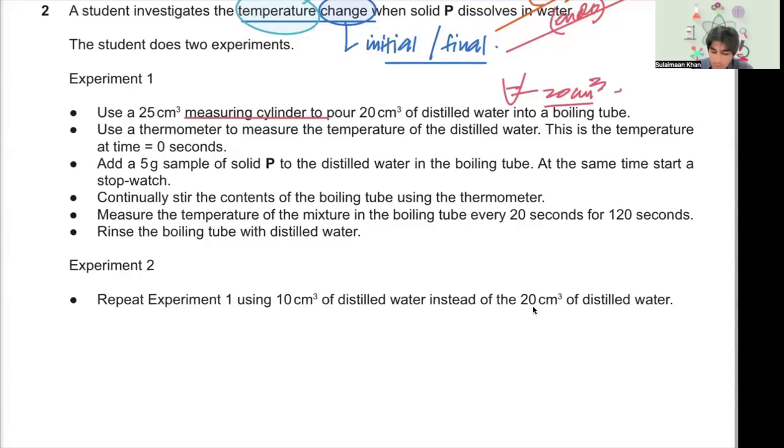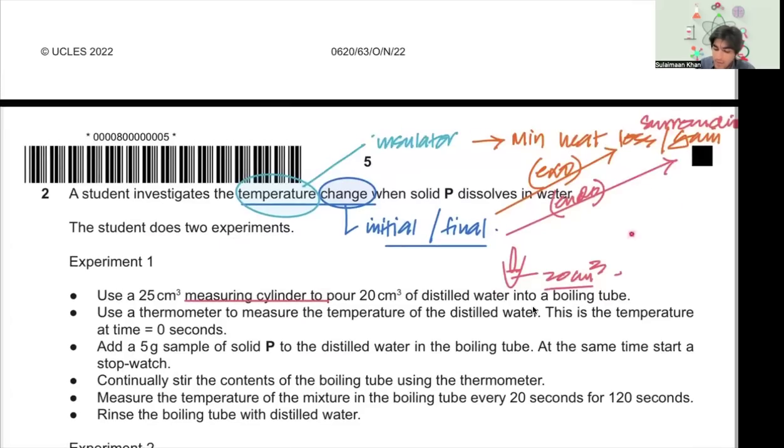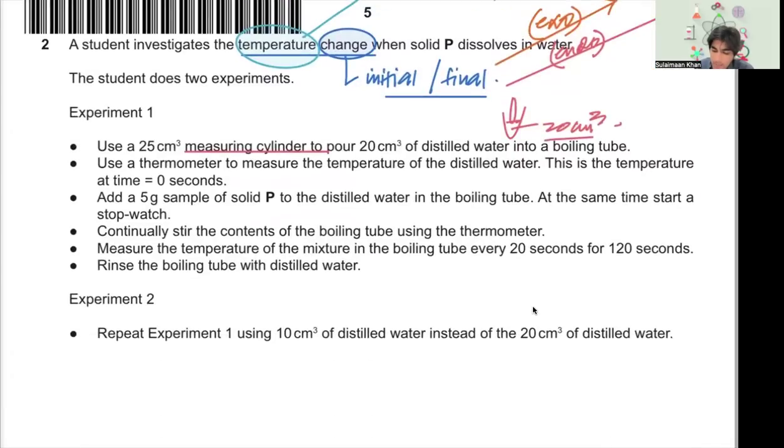Use a thermometer to measure the temperature of distilled water. This is the temperature at t equals 0, so he'll measure the initial temperature. See, these are the things that should click. These three things should come into your brain right off the bat when you talk about temperature change. So the initial temperature, he measured it at time equals 0.